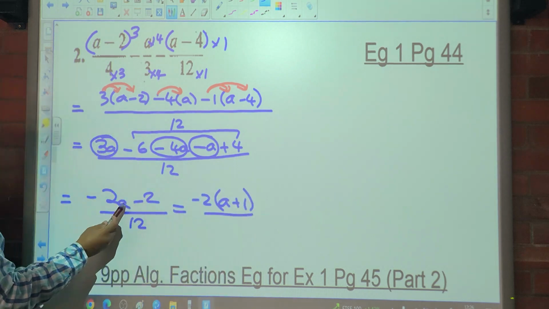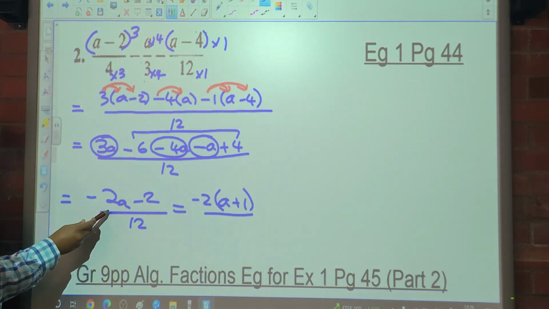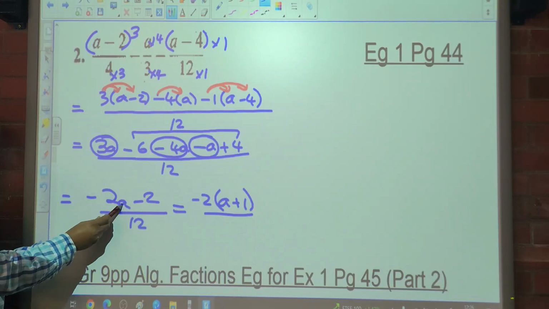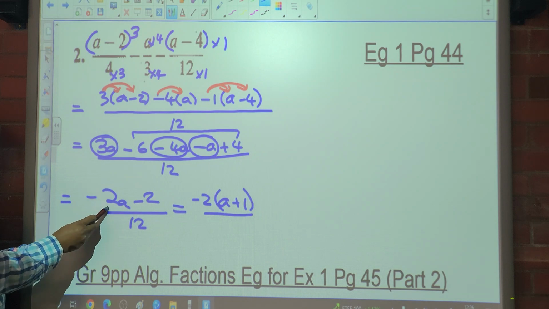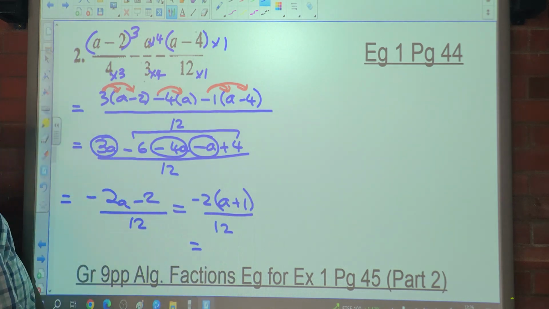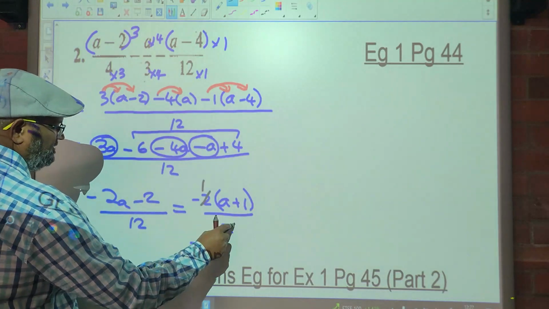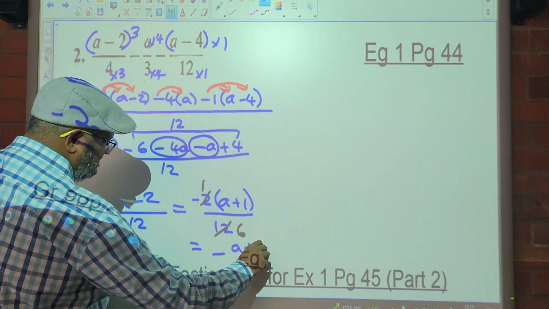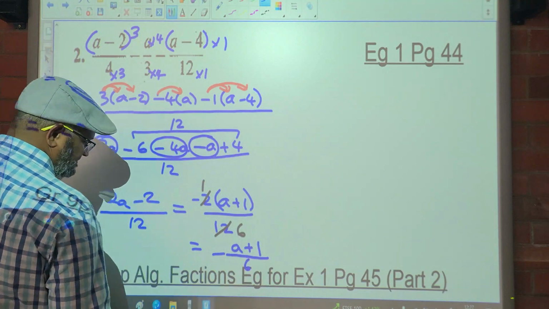Why am I taking the negative out? Who can remember? Because the first term is negative. Okay? So what can happen now? 2 goes into 2 once, 2 goes into 12, 6 times. So the answer is negative a plus 1 all over 6.